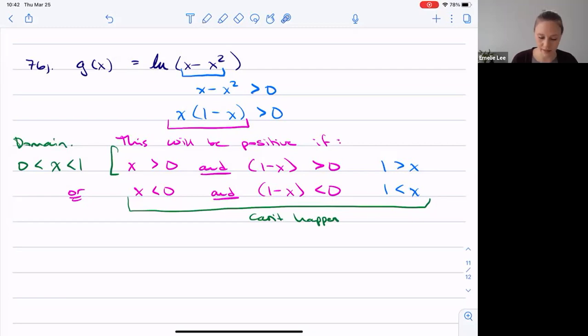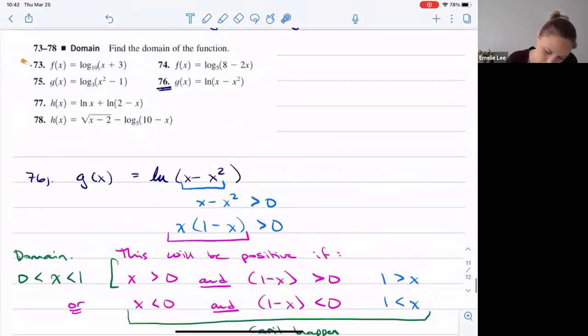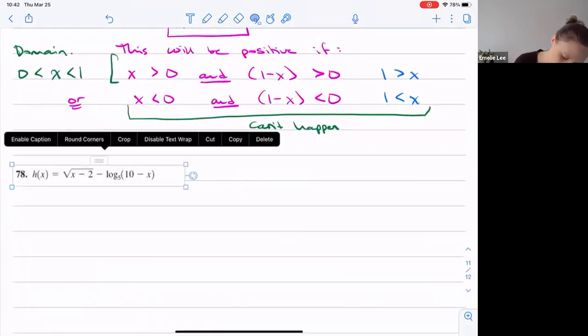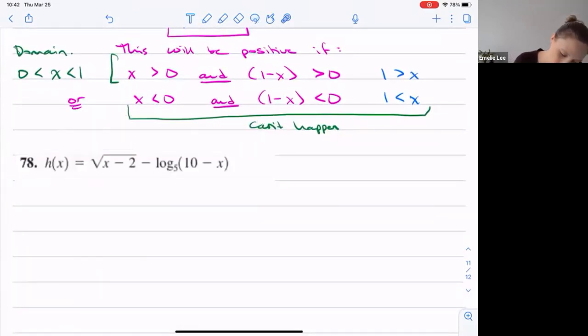You would have gotten there if you had rearranged x minus x squared has to be greater than 0 as well, right? Adding x squared to both sides, x has to be greater than x squared. That only happens if x is between 0 and 1. But this way is kind of more dependable. Let's do another one. Let's do 78, just for a mashup of not just logs.